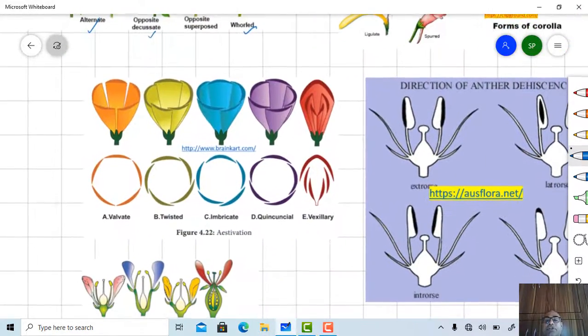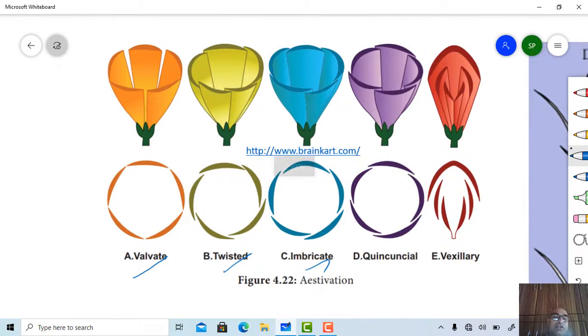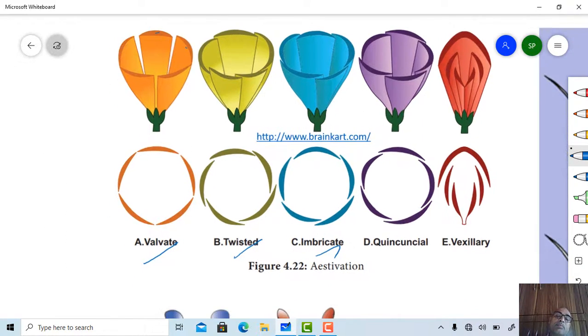Then types of aestivation, the mode of arrangement of sepals or petals in a bud condition, which is called the aestivation. Here valvate type of aestivation, twisted one, as well as imbricate type of aestivation are present in family Apocynaceae. In case of valvate type, these sepals, petals or tepals just touch each other, while in twisted, one margin is overlapping while the other is overlapped by another sepal, petal or tepal.